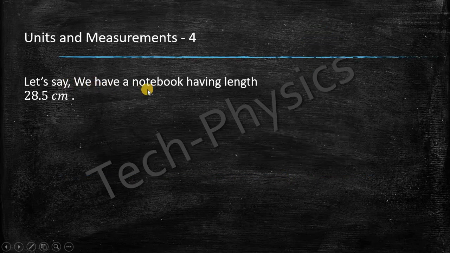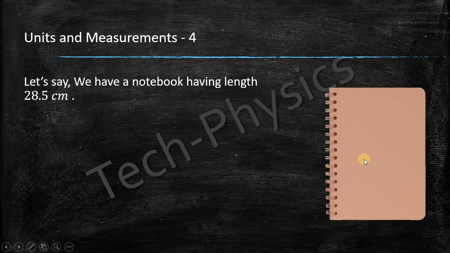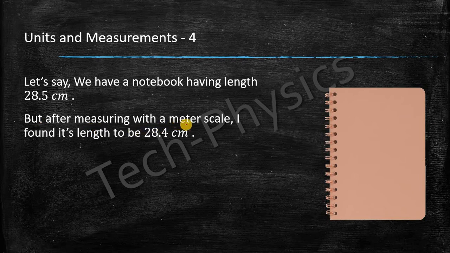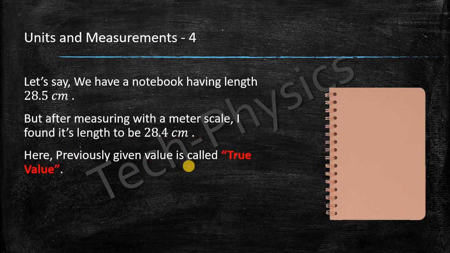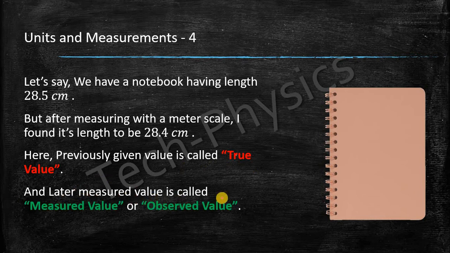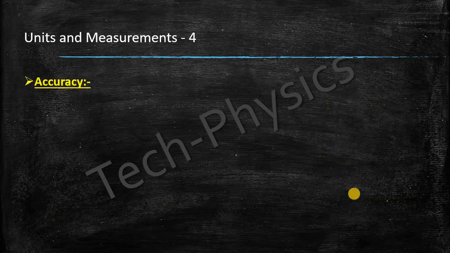So let's say we have a notebook having length 28.5 centimeters. So this is our notebook and it is having a length of 28.5 centimeter, that is given. But after measuring with a meter scale, I found its length to be 28.4 centimeter. Here previously given value is called as true value and the later measured value is called as measured value or observed value.